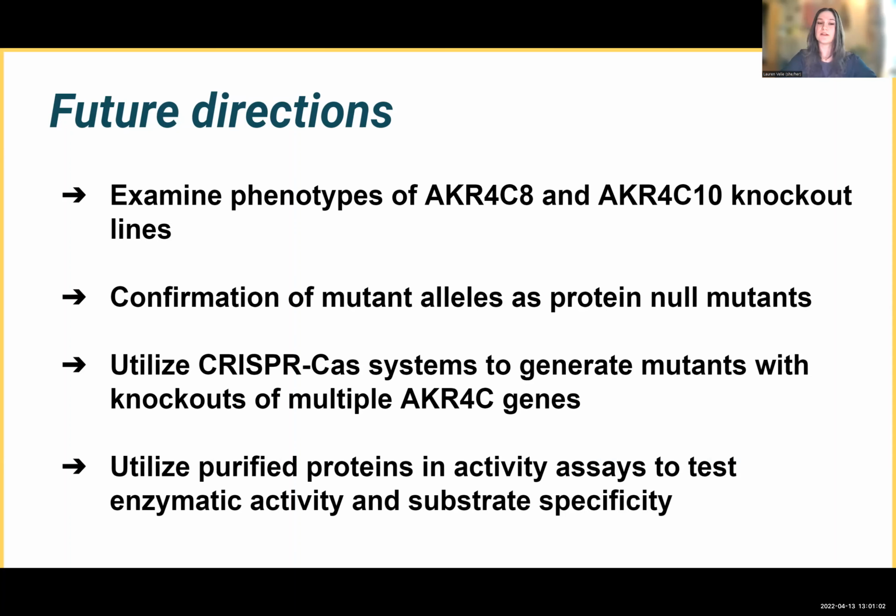Additionally, we will utilize CRISPR-Cas systems to generate mutants with multiple knockouts in these AKR4C genes to eventually yield a complete knockout of this group of proteins, eliminating C8, C9, C10, and C11 at once, to finally compare with our hot5-2 GSNOR-deficient mutants and generate an understanding of their phenotype through that. And finally, we will utilize the purified proteins in activity assays to test enzymatic activity and substrate specificity.